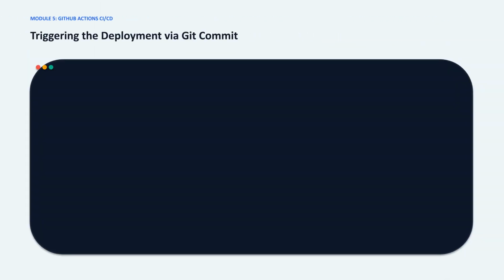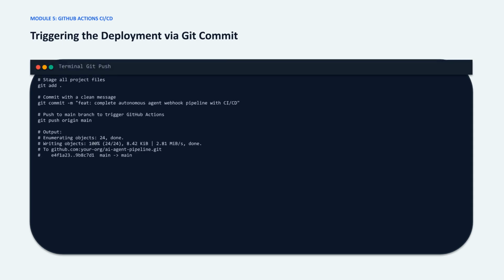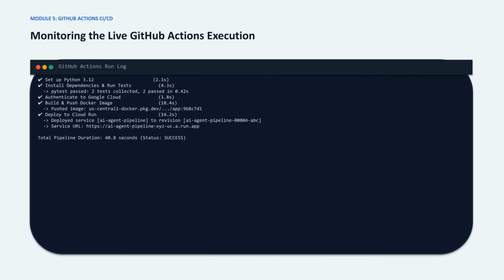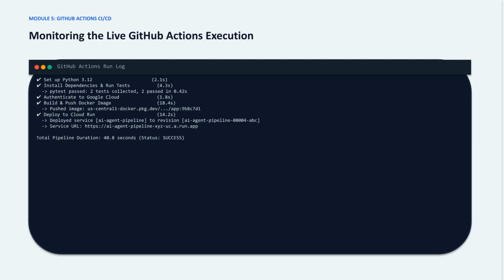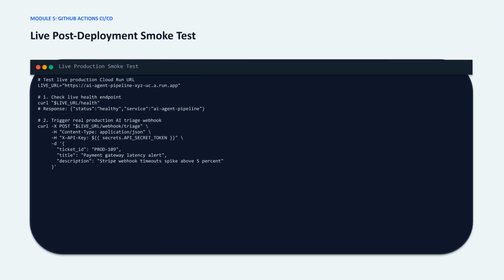Triggering the deployment is as simple as pushing a new commit. Every push to the main branch initializes the workflow, allowing you to see your changes reflected in your cloud environment in under a minute. Monitor your deployment progress directly in the GitHub Actions tab. Each step provides detailed logs, making it simple to verify that your tests passed and your container was successfully deployed to your cloud endpoint. Finally, perform a smoke test.